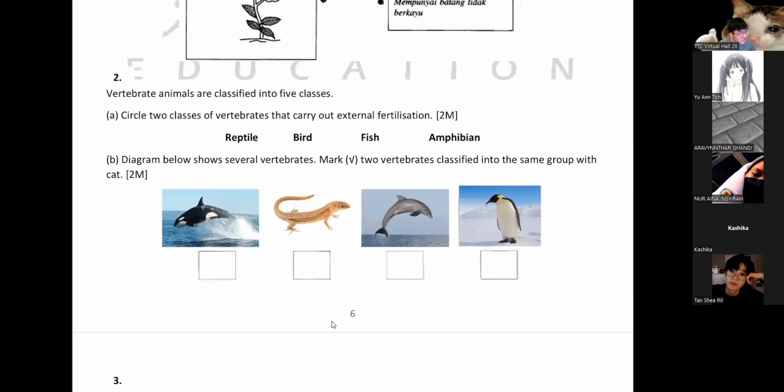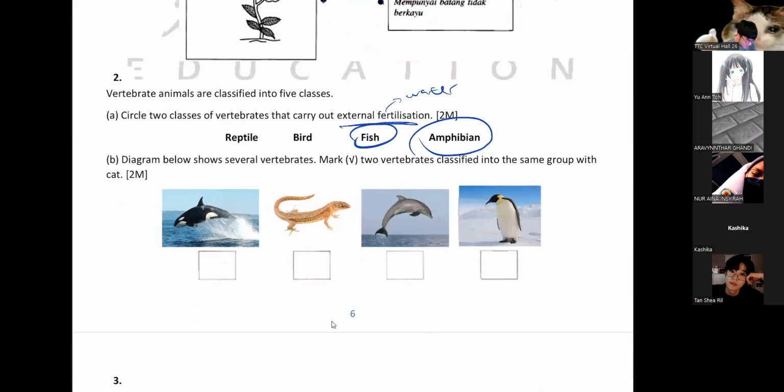Okay, anyway, so next, number 2. Vertebrate animals are classified into 5 classes. Circle 2 that carry out external fertilisation. So when you see external, you know they're in water, because sperm and ovum can only come out in water. So fish, amphibian, yes. Wow, Shijian, first time you're answering question in class. I'm so touched right now.